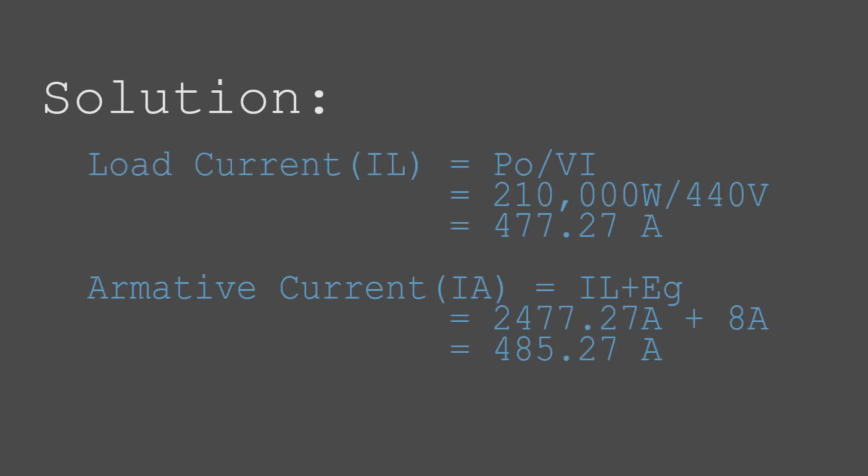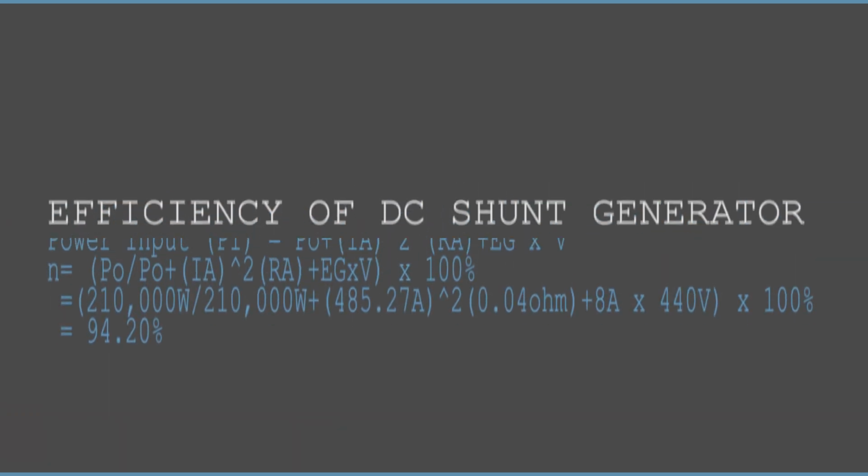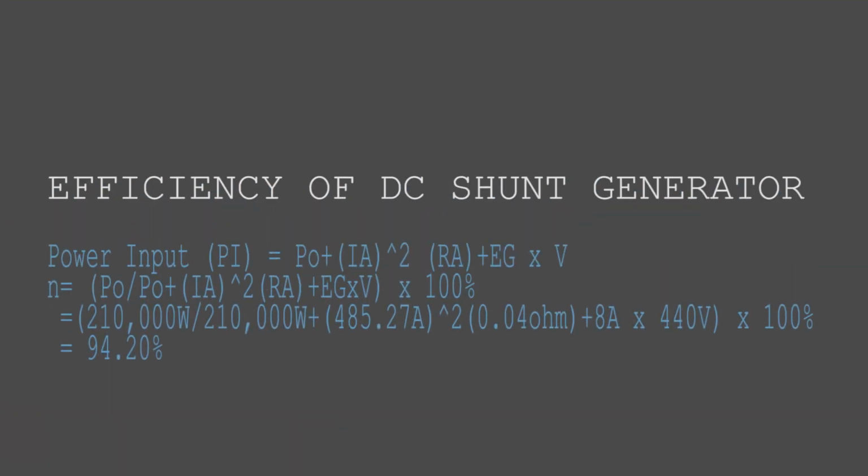Load current is power output divided by load voltage. So 210,000 watts divided by 440 volts is equal to 477.27 ampere. Armature current is load current plus shunt field current, 477.27 ampere plus 8 ampere is 485.27 ampere.